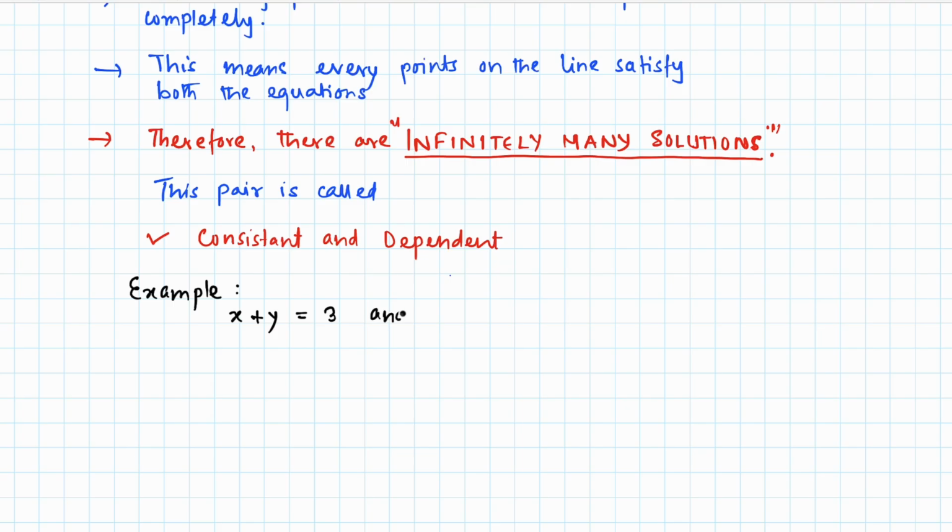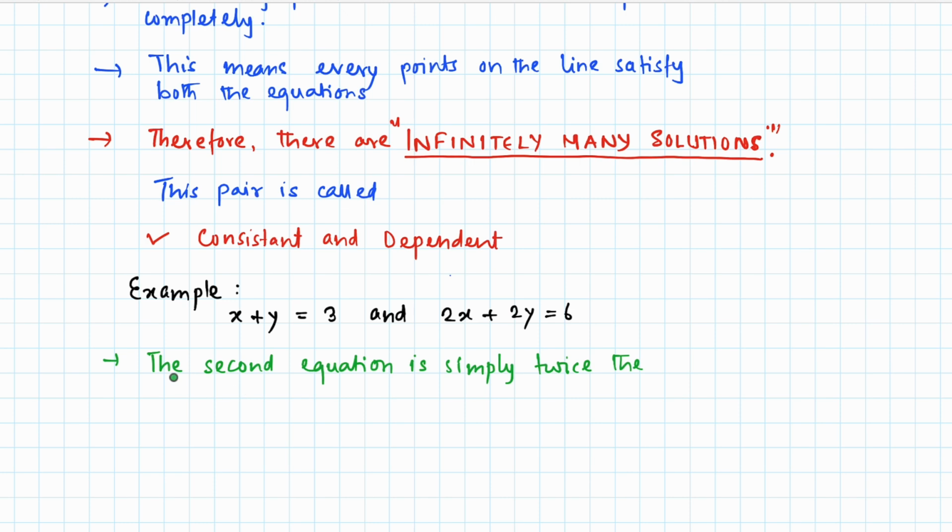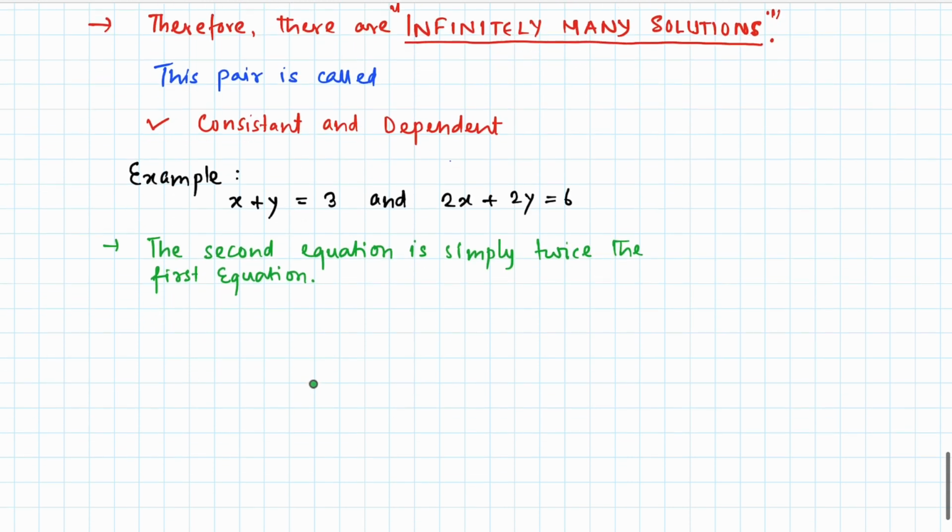Take an example, x plus y equal to 3 and 2x plus 2y equal to 6. And what we can see, the second equation is simply twice the first equation. Now we can see that both the equations represent the same line on the graph.